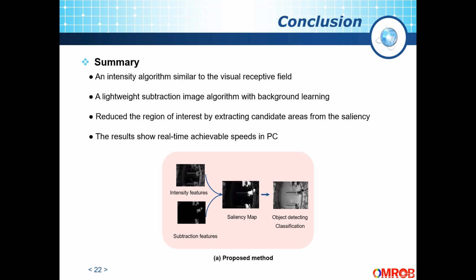We have reduced the region of interest by extracting candidate areas from the saliency map. Lastly, we analyzed the spatial domain through human movement recognition. We verified these results through the experiments, and the results show real-time achievable speed.